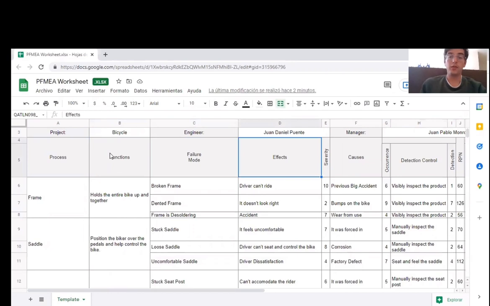Then the effects. The effects that this failure mode can have in the bicycle and in the rider, of course. The broken frame, the driver can't ride. In the dented frame, it doesn't look right. And the frame is desoldering, the accident.